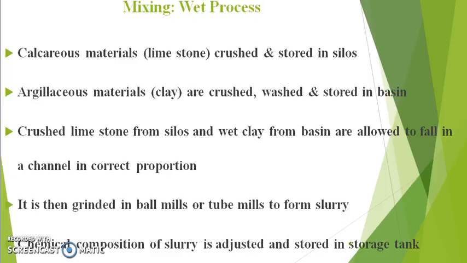Whereas in wet process, the calcareous materials are crushed and stored in silos. The argillaceous materials are crushed, washed and stored in a basin, and the crushed limestone from the silos and wet clay from the basin are allowed to fall in correct proportion. It is then ground in ball mills to form slurry. The chemical composition of slurry is adjusted and stored in a storage tank.